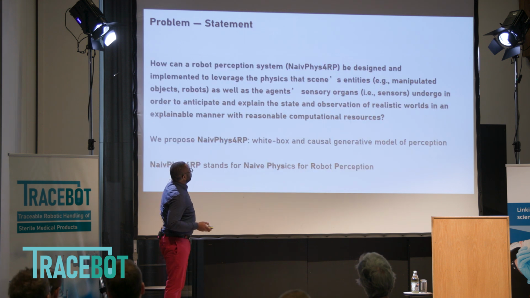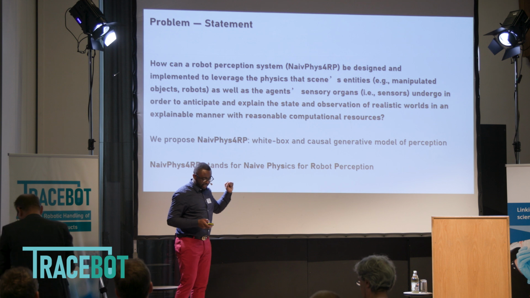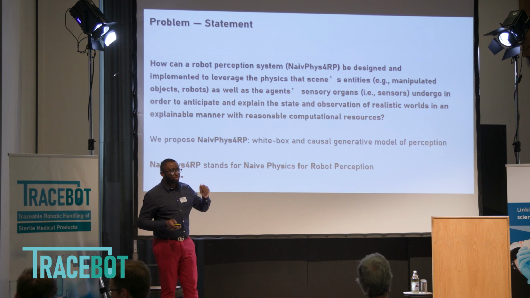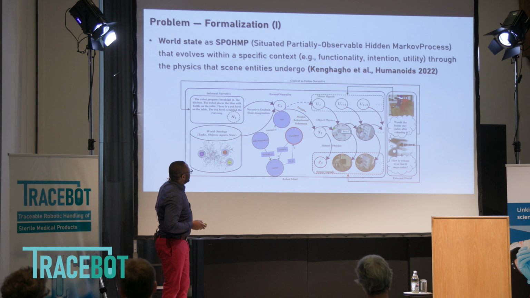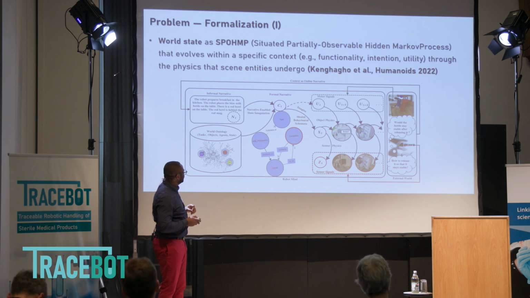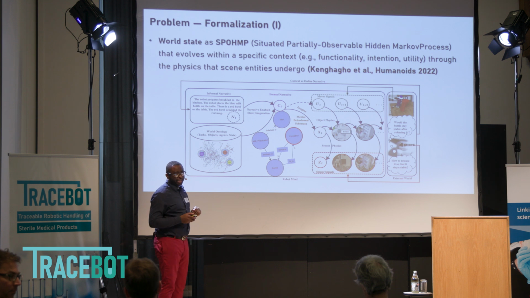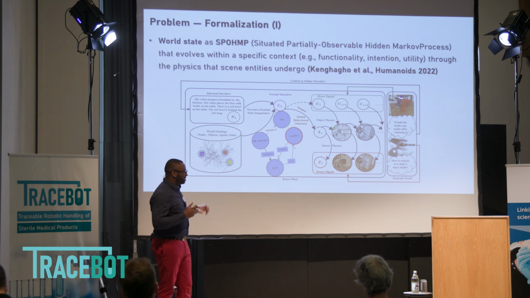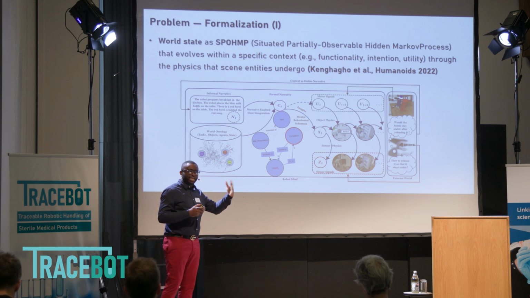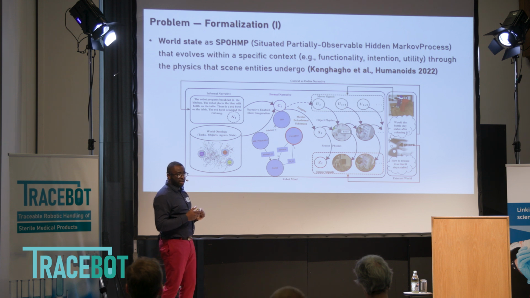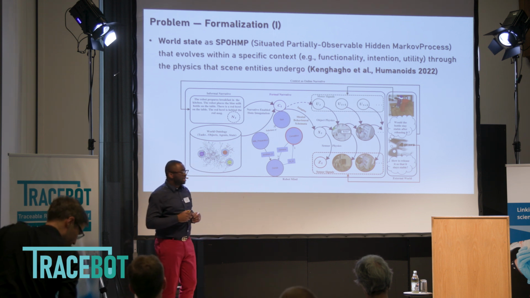Cool. So our problem here is to implement such cognitive emulation capability on a robot to be able to overcome the problem mentioned above. And what we do is we propose a system, naive physics for robot perception. It models the world state as a partially observable hidden Markov process that evolves within a specific context, which is defined by a lot of things, and which evolves through the physics that objects and agents in the world undergo.